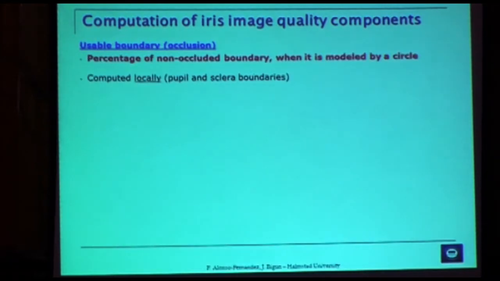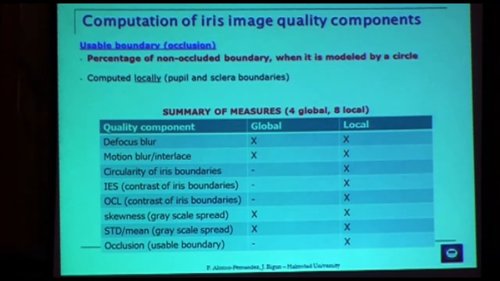And the last quality measure that we have implemented is the occlusion, or the usable boundary, measured as the percentage of non-occluded boundary when the boundary is modeled by a circle. And of course, this is only computed locally. To summarize, we have 8 quality components. All of them are computed locally around the iris boundaries, and 4 of them are also computed globally, in the whole image.